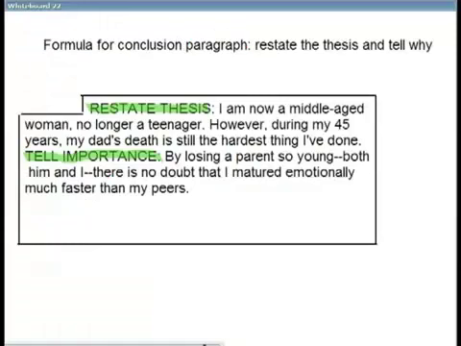And then we went over the formula for the conclusion paragraph, which consists of two parts: restating the thesis in different words, and then ending with one to two sentences telling about why that thesis is important.